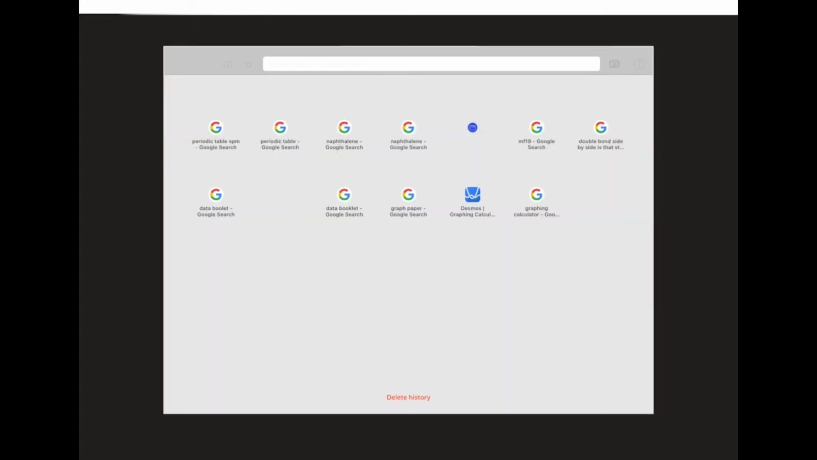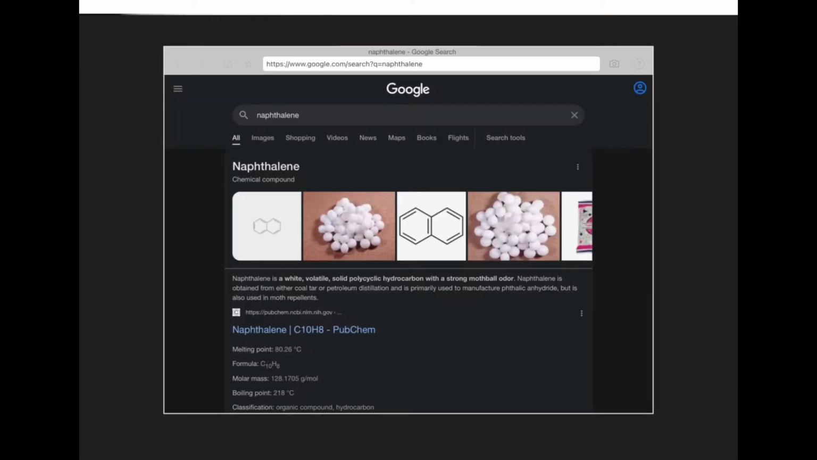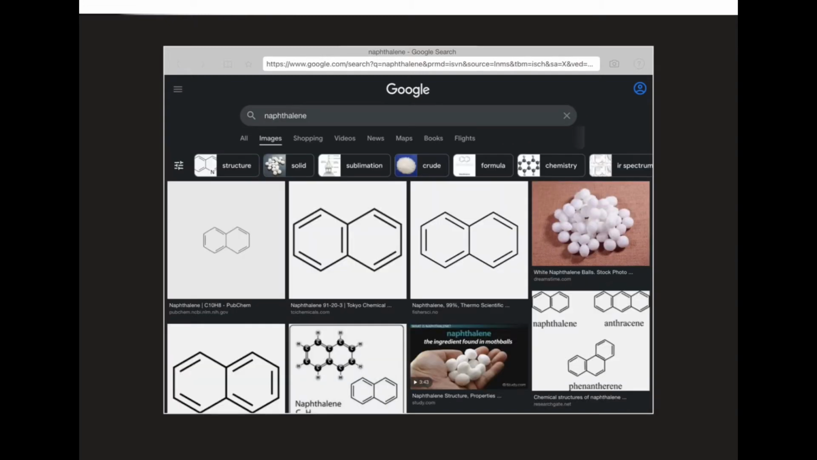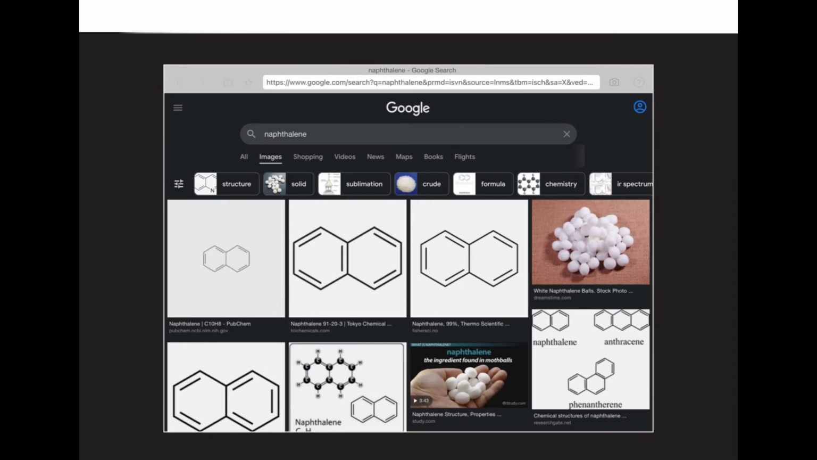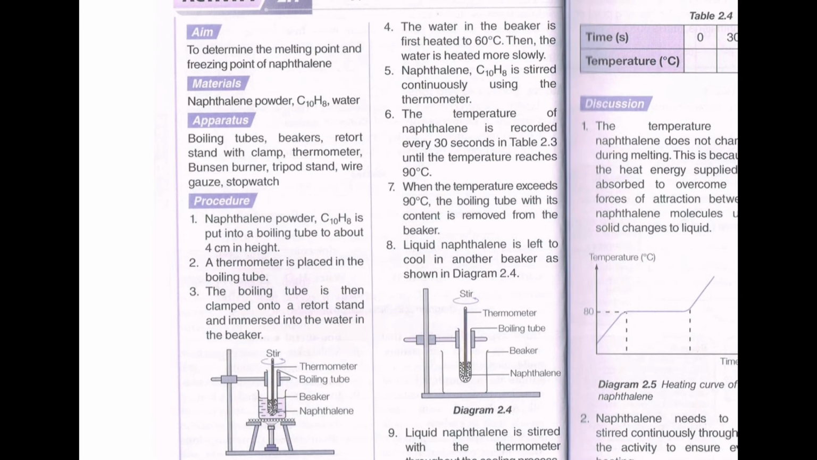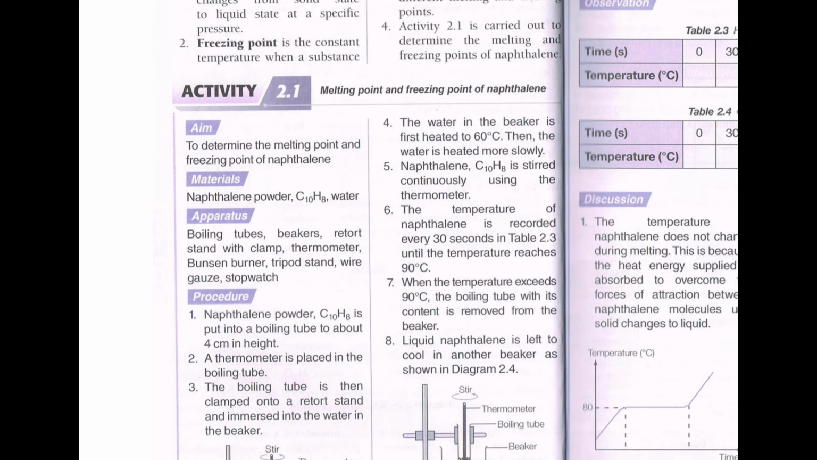Okay, let's see. Naphthalene. Have you seen before this kind of white color balls? Yes, okay, so to chase away the cockroaches, naphthalene. You can easily buy it from anywhere, for example, a grocery shop. You take the naphthalene, it's a ball, and then you want to determine the melting point or the freezing point of naphthalene. So how do we do it?